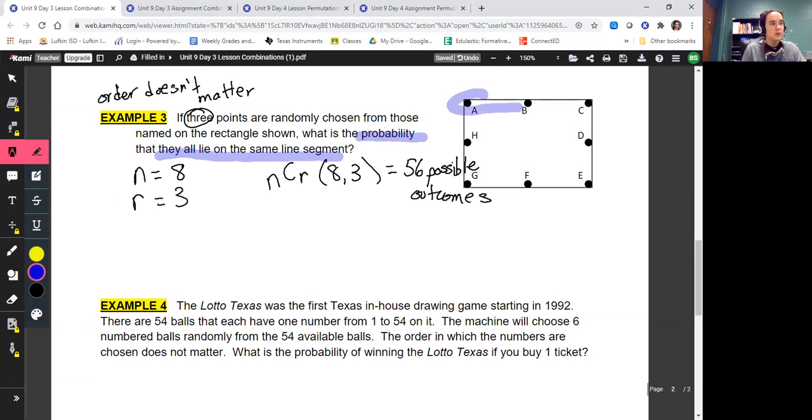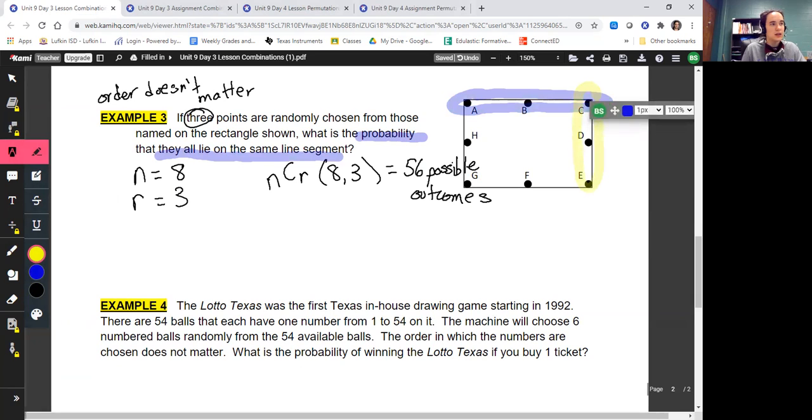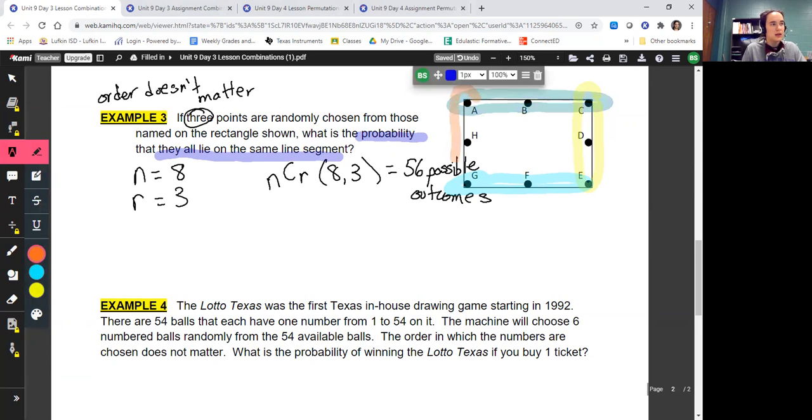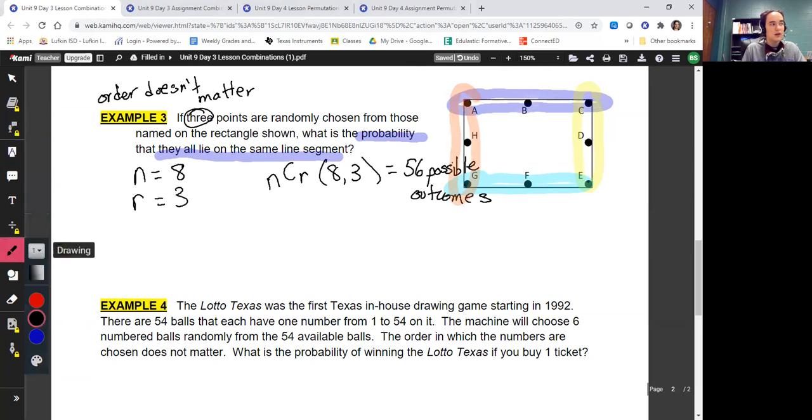So we've got one set of points, A, B, and C. We have another set of points, C, D, and E. We have another set of points, G, F, and E. And we have the last set of points, A, H, and G. So we have 4 sets of 3 points that are all on a line segment. So our probability would be 4 out of 56.